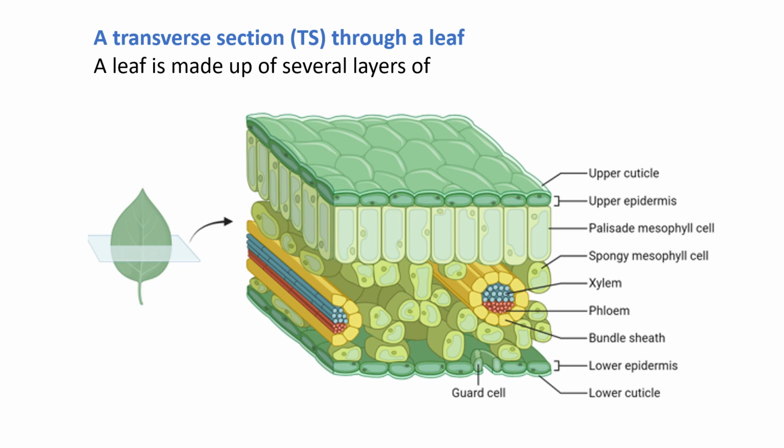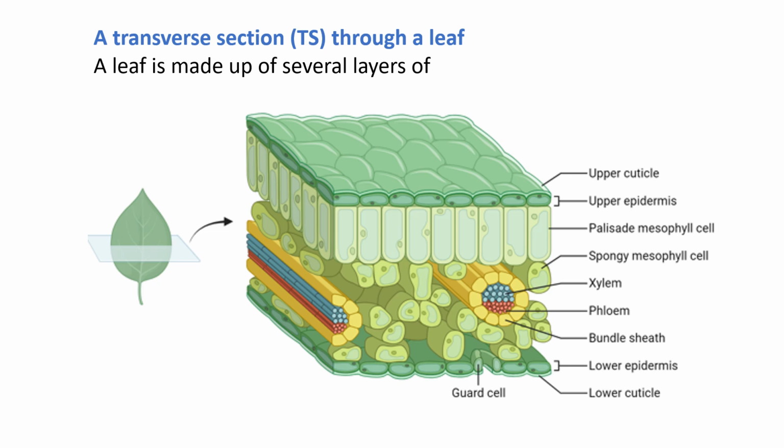This diagram shows a cross-section, or a transverse section, of a leaf, and it is clear that a leaf is made up of several cell layers. The topmost cellular layer is the upper epidermis, but above the upper epidermis there is a waxy cuticle. Then below the upper epidermis is the palisade mesophyll layer and then the spongy mesophyll layer.